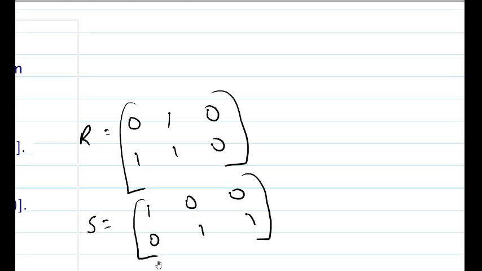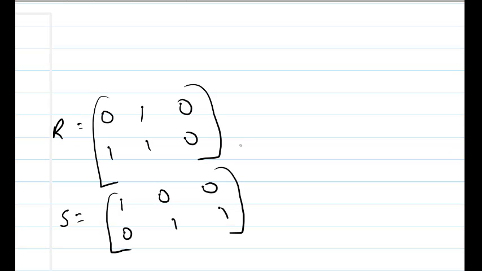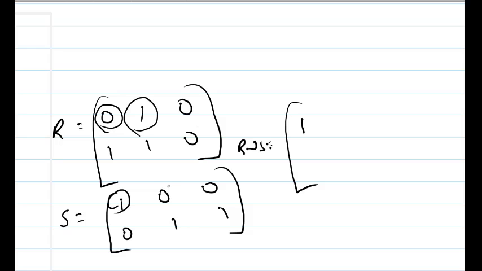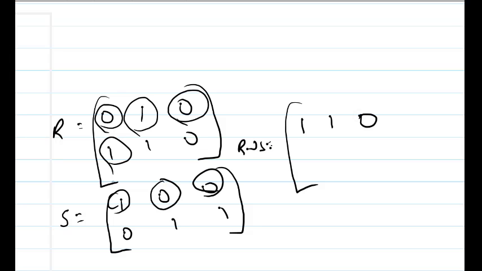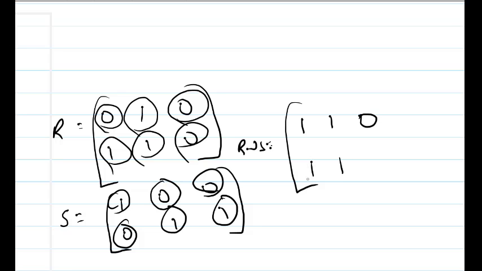Now if we take the union of these, we get the maximum of the two elements. So this is the first element, this is the first element. Now for 0 1, we take 1 because 1 is larger. Then for 0 0 we take 0, and for 1 0 we take 1, for 1 1 we write 1, and for 0 1 we write 1. So this is the union operation.